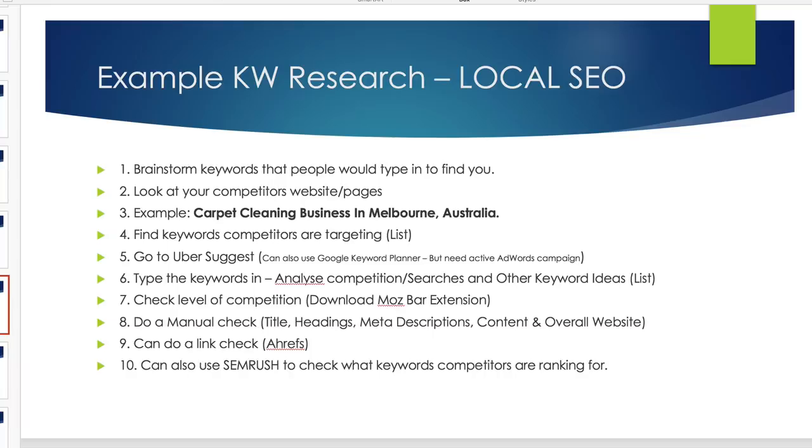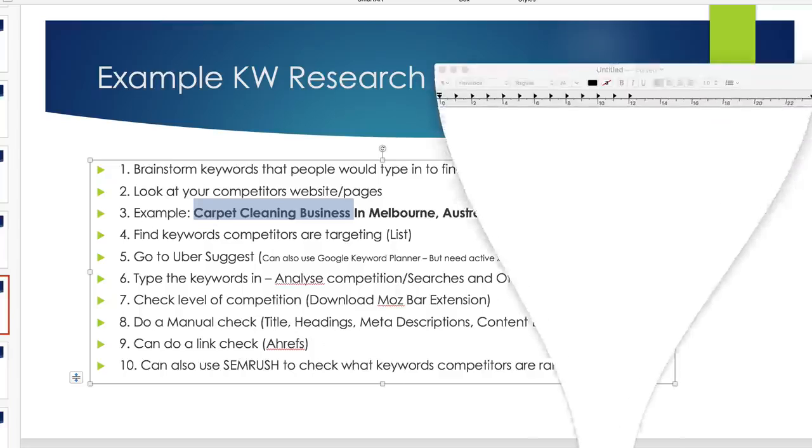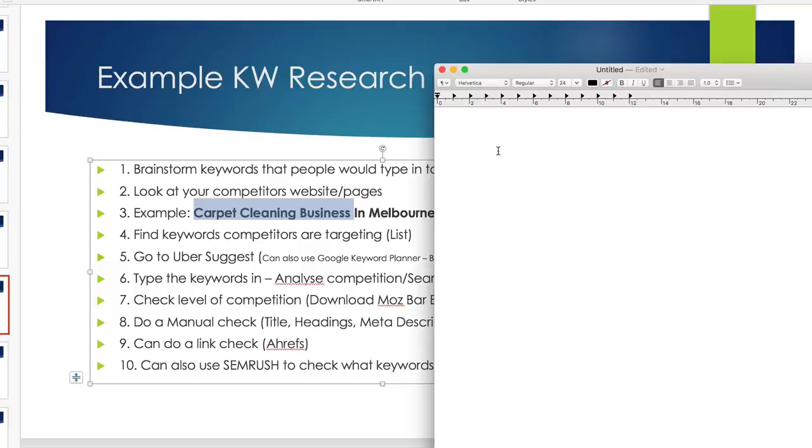So I'm going to go through an example. I'm going to do a local carpet cleaning business as an example to show you everything that I do to find the keywords. All the tools and everything, I'll show you right now. What I normally do is write it down on a piece of paper. In this case, I'm just going to type it out. So this is a carpet cleaning business.